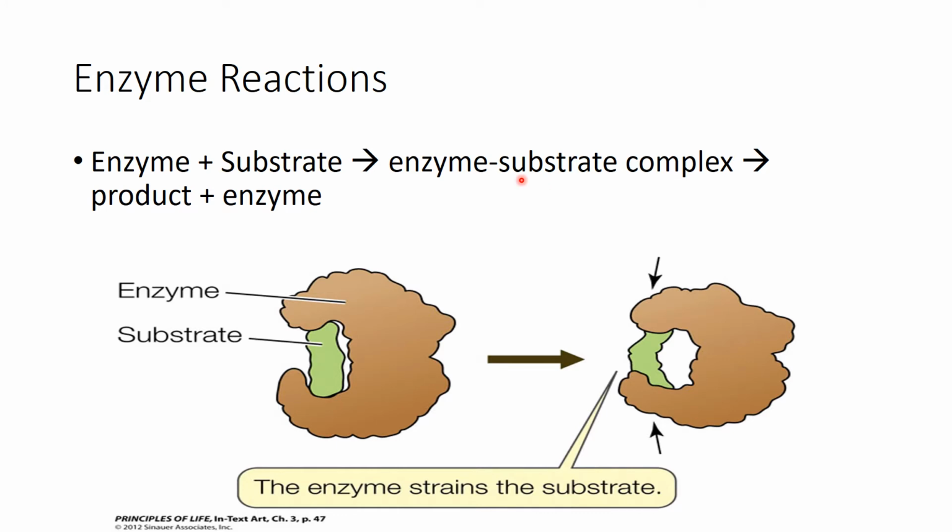And then that's going to turn into a product which is different than the substrate, and then the enzyme remains unchanged. It's the same as it was before the reaction. So the enzyme is going to stay the same throughout this entire process. The substrate is the only thing that's going to get changed, and it gets turned into the product.